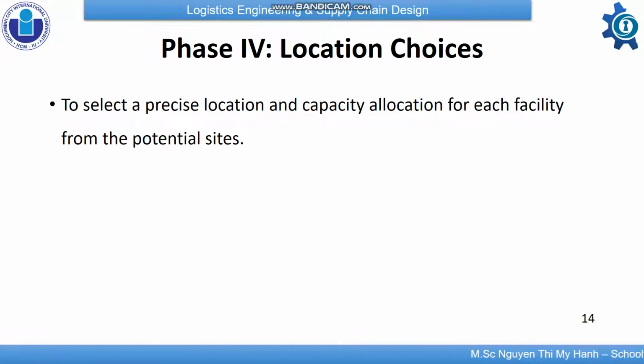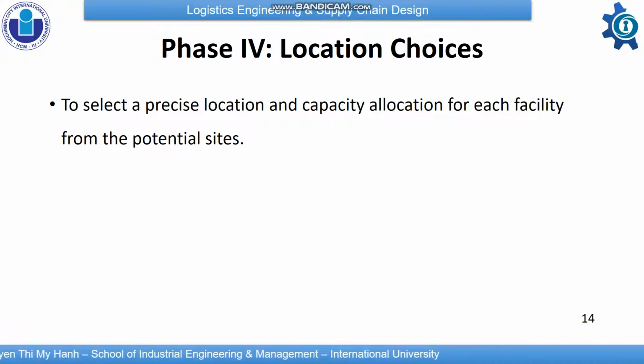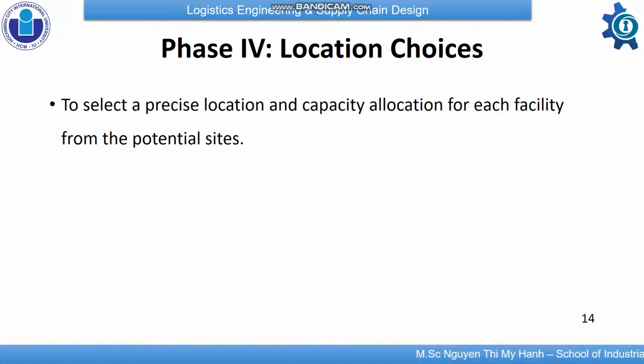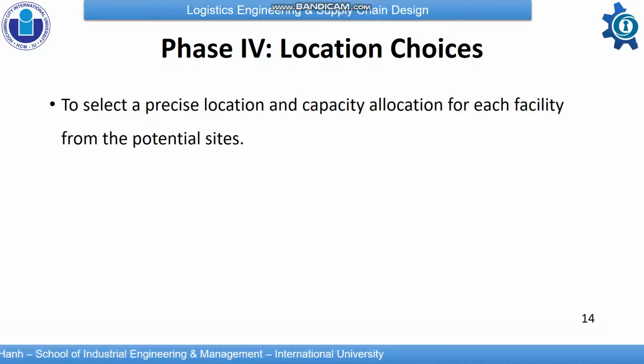And in the final phase, we make the location choice. From among potential sites, you will select a precise location and capacity allocation for each facility. And those are the framework of network decision making.